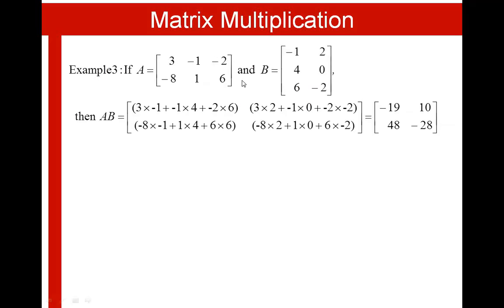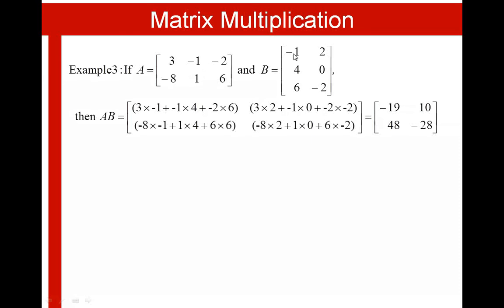Two matrices can also be multiplied if they are of different sizes, but we have to be careful here. As mentioned before, the number of columns of the left matrix has to equal the number of rows of the right hand matrix. In this case, we have matrix A, which is a 2 by 3, and B is a 3 by 2. Therefore, they can be multiplied together, and the output is a 2 by 2 matrix as shown here.